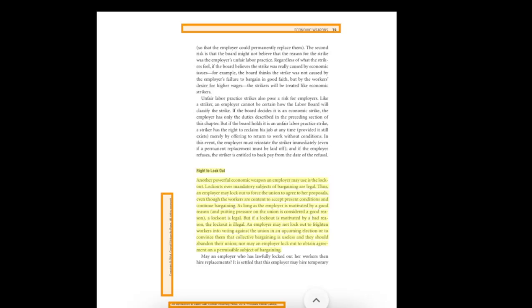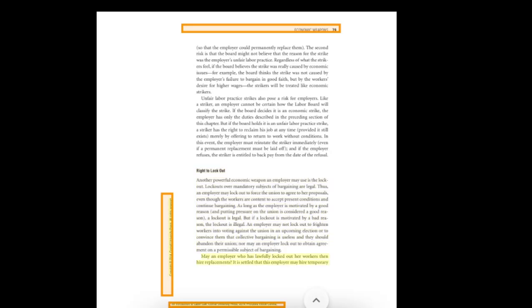But if a lockout is motivated by a bad reason, the lockout is illegal. An employer may not lock out to frighten workers into voting against the union in an upcoming election or to convince them that collective bargaining is useless and they should abandon their union. Nor may an employer lock out to obtain agreement on a permissible subject of bargaining.